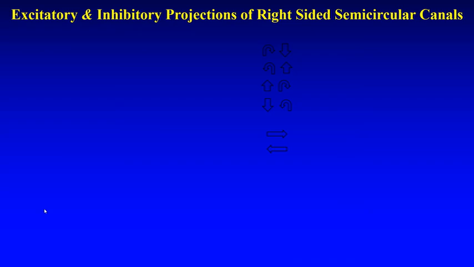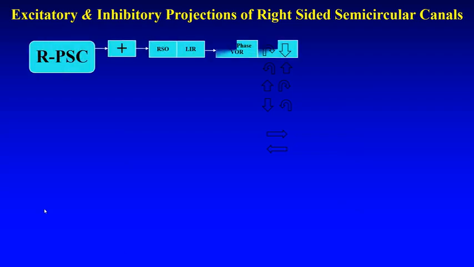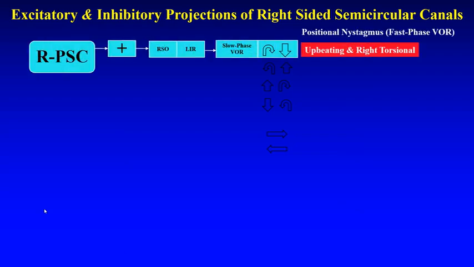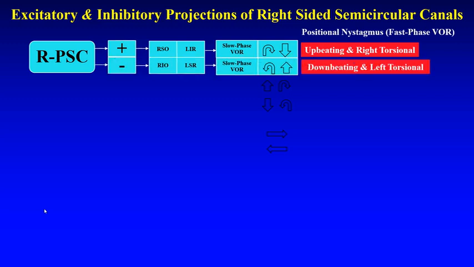So these are the excitatory and inhibitory projections of the right-sided semicircular canals. The right posterior semicircular canal excitatory projections are to the right superior oblique and left inferior rectus, which generate a slow phase VOR that is upbeating and left torsional. The positional nystagmus, which is a reflexive saccade or a fast phase VOR, is upbeating and right torsional. Likewise, the inhibitory projections of the right posterior semicircular canal are to the right inferior oblique and left superior rectus, generating a slow phase VOR which is upbeating and right torsional. The positional nystagmus in such cases is downbeating and left torsional.